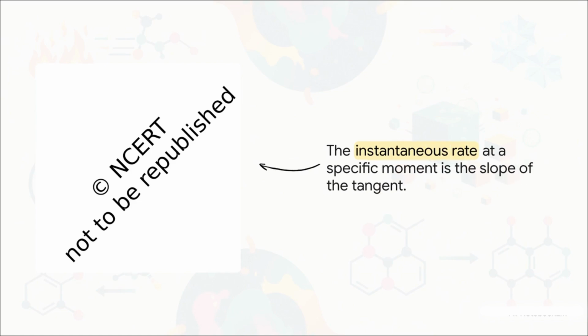But an average isn't always what we need. What if you need to know the speed at one specific single moment? For that, we need the instantaneous rate. And the way we find it is pretty cool. It's calculus in action. You draw a line that just barely kisses the curve at that single point. That's called a tangent. And you find the slope of that line. That slope is the true speed of the reaction, right at that very instant.